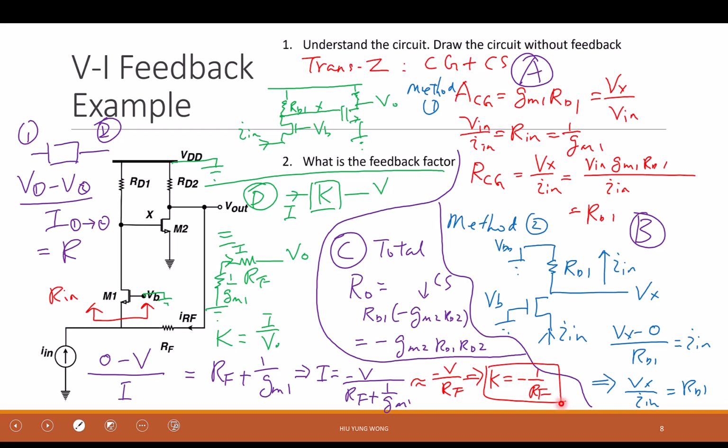Okay, so if you never tried this before, you won't be able to imagine, wow, this is negative 1 over RF, which is the feedback factor. But it's so simple, negative 1 over RF.